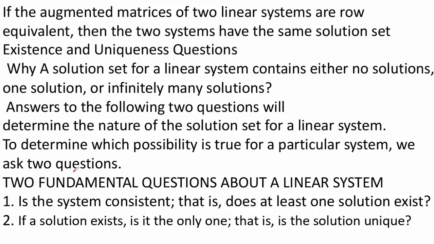And second, if the solution exists, is it the only one solution? That is, the solution is unique? That means for every problem, we have two questions in our mind. Whether that system is consistent. System is consistent if it has a solution, at least one solution, or it has more solutions. If the system has solutions, then it is said to be consistent. And if it doesn't have any solution, then it is called an inconsistent system.